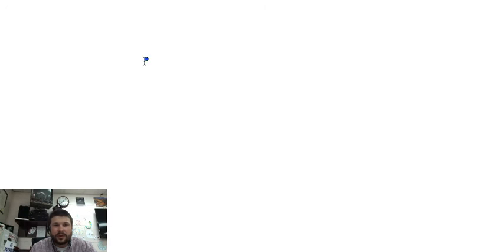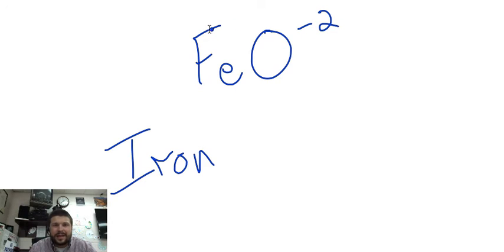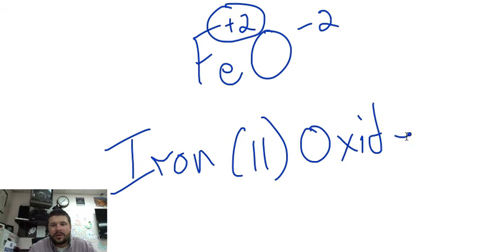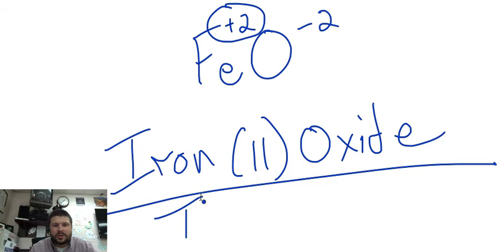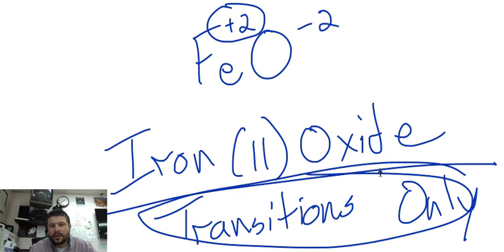All right, one more example with the transition metals. Say if I just have FeO, all right, this would be iron. And I know oxygen was a -2, so that means iron had to be a +2 to cancel it out. So this would be iron 2 oxide. Now you only put Roman numerals with transitions only. Transitions only.